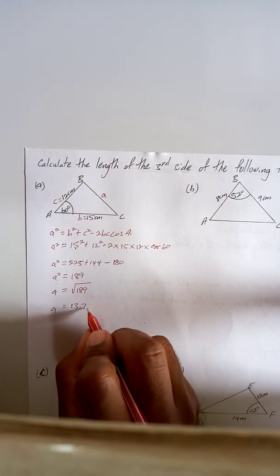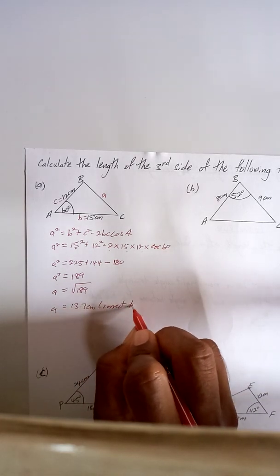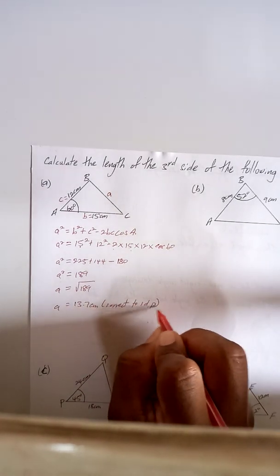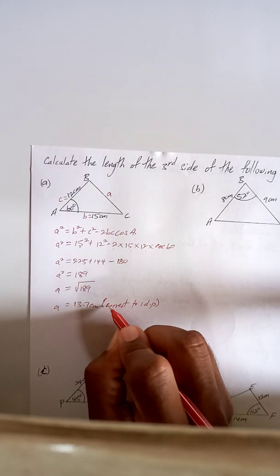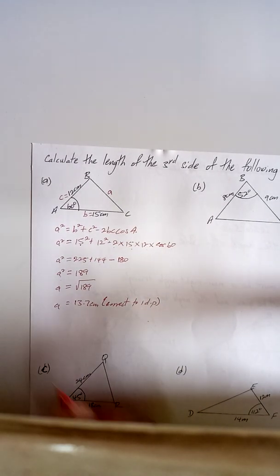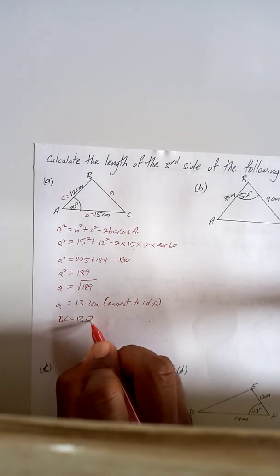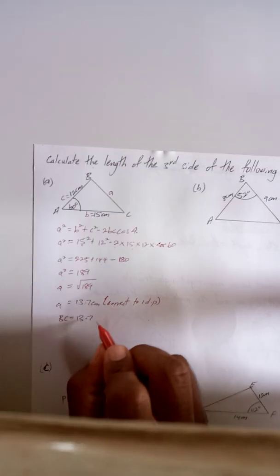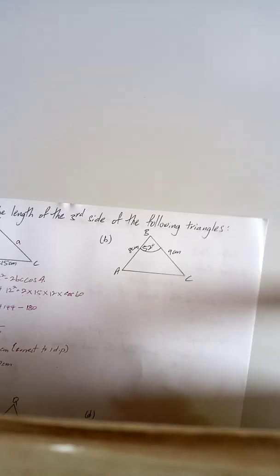13.7 cm. Correct? To 1 dp. We need to state the degree of accuracy of our answer, so it's correct to 1 dp. We can write BC equals 13.7 because BC and a are both the same thing. Good. So the next question.